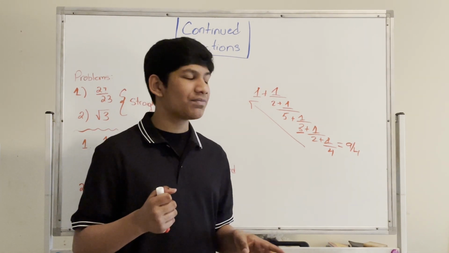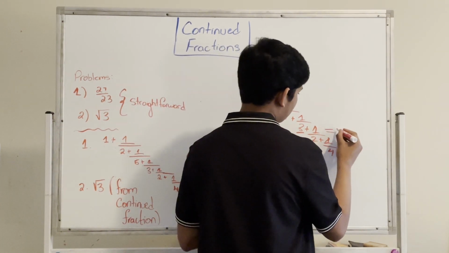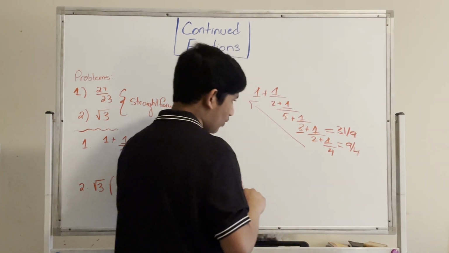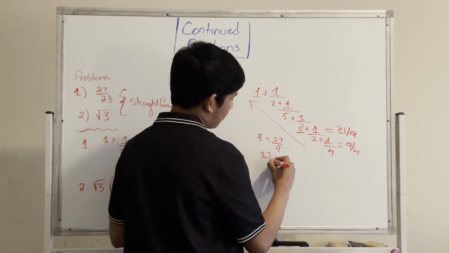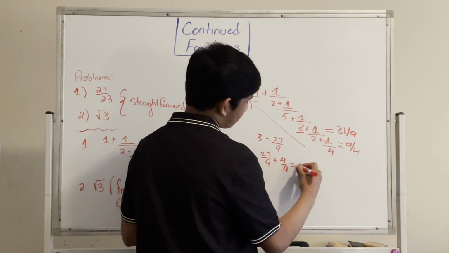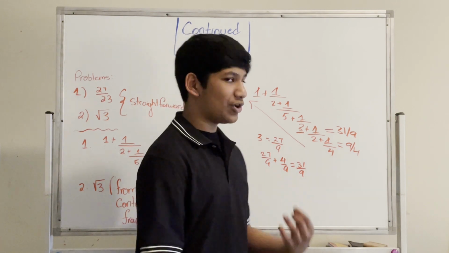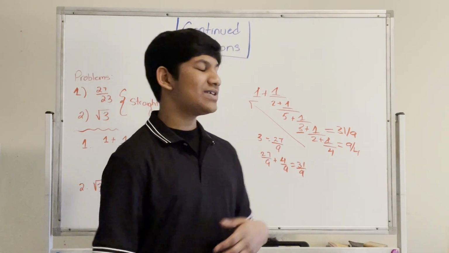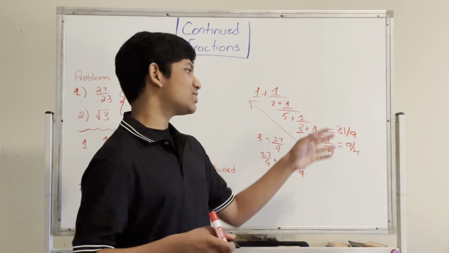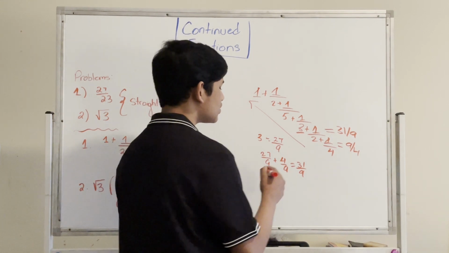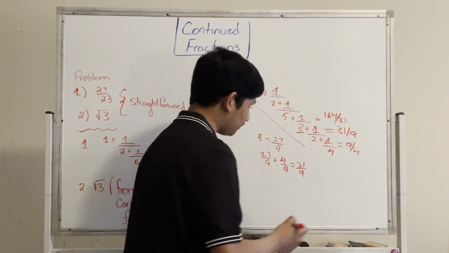So 27 over 9 plus 4 over 9 is just going to be 31 over 9. We can write that. So we have 3, which is equal to 27 over 9. 27 over 9 plus 4 over 9 is equal to 31 over 9. Now, we have to take the reciprocal of that. So that gives us 9 over 31. 5 times 31 is just 155. 155 plus 9, because 31 is now the denominator because we took the reciprocal, is just going to be 164. That's going to be 164 over 31.